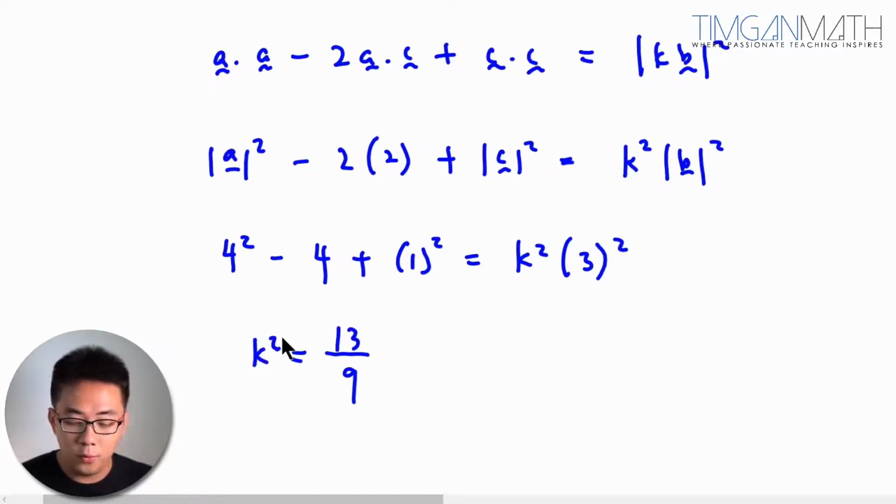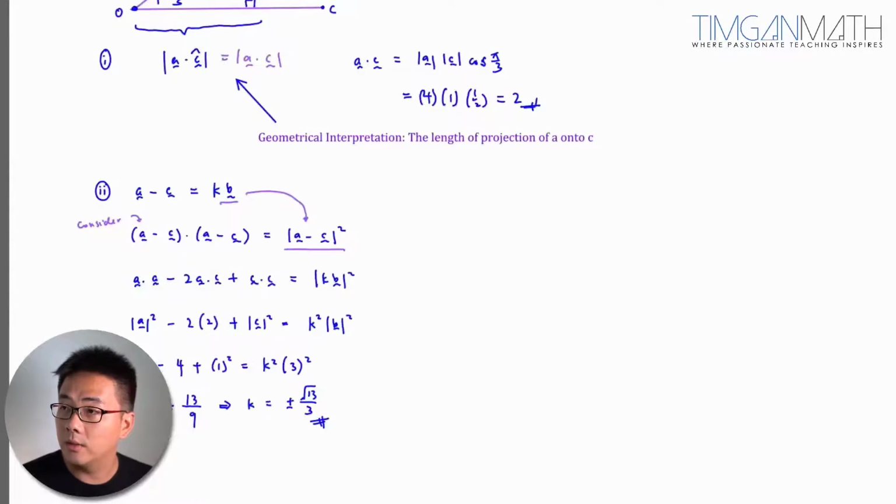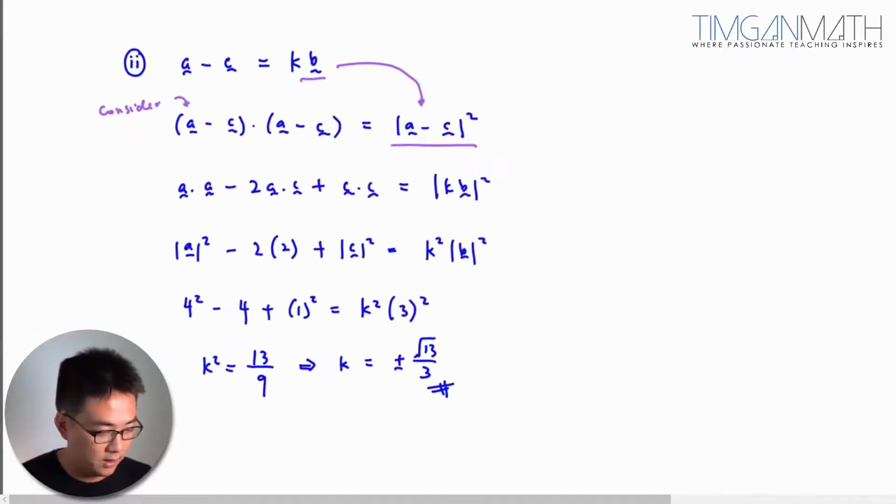Okay, and then you have two values of K. So this part is quite okay. We know that K is equal to plus minus root 13 over 3. That's how you get your answer for part 2. That's not too bad, I think.